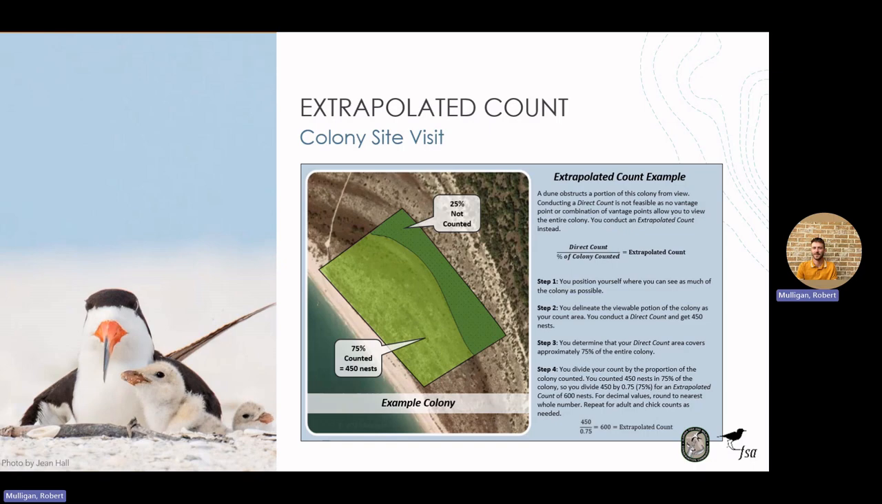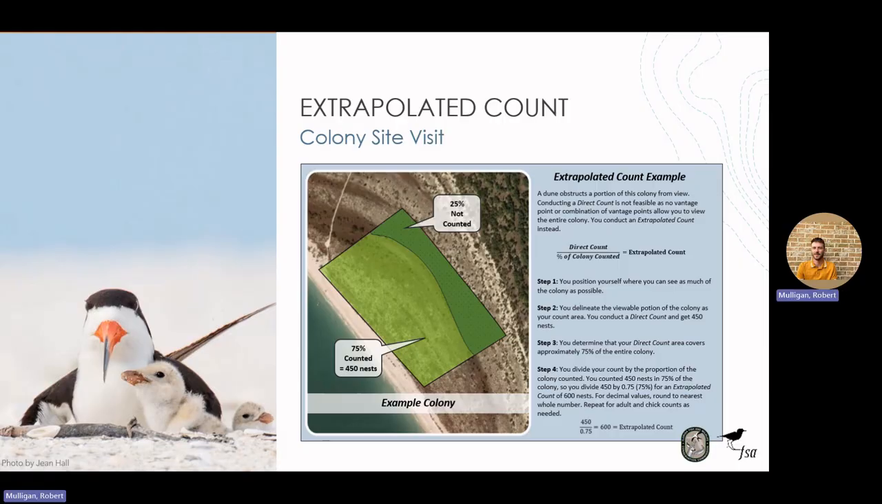Step 1. Position yourself where you can see as much of the colony as possible. Step 2. You delineate the viewable portion of the colony as your count area. In this example, you can see the portion of the colony shaded in light green. You cannot see the portion of the colony shaded in dark green. That's blocked by the dune.